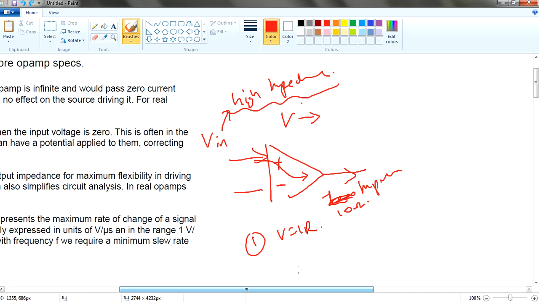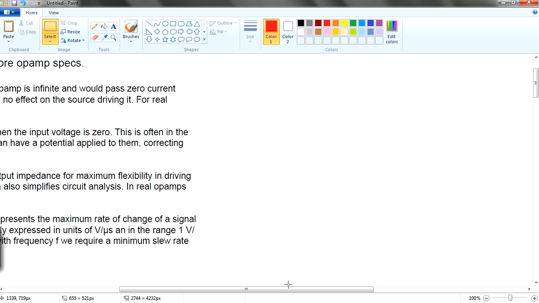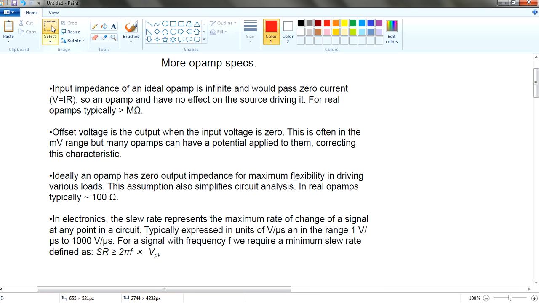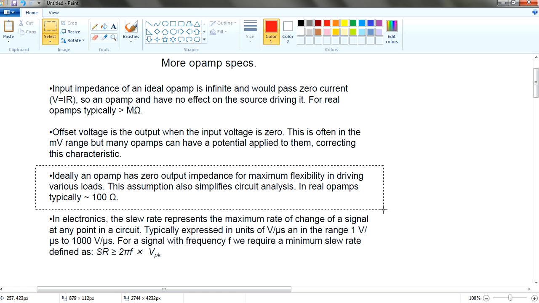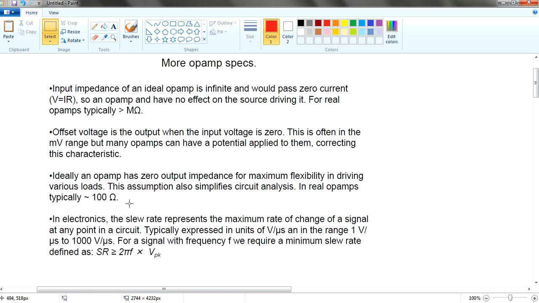But nonetheless, when I was taught, V in may have a high impedance, and V out must have a low impedance. So the op-amp itself states high impedance in, low impedance out. So you can actually push out a lot of voltage from this section over here. That's all. This is how I memorize it. But in real op-amps, typically it's 100 ohm.